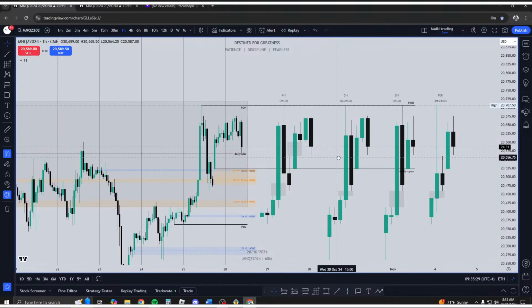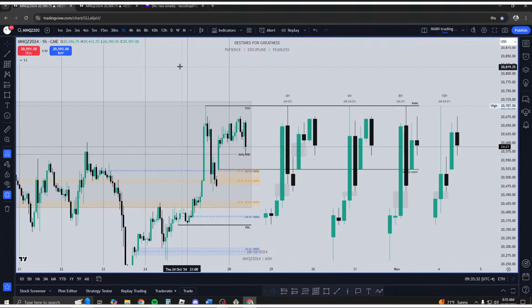So we expanded, or we displaced immediately during the Sunday open, and we created this 4-hour fair value gap and this 1-hour fair value gap as well. So price actually expanded higher, right? Displaced higher.